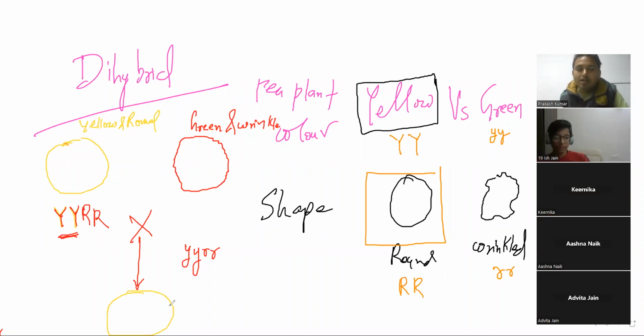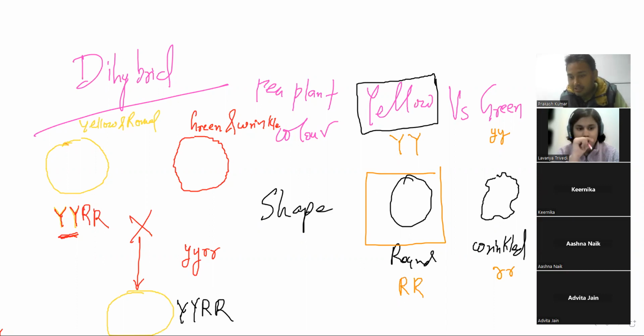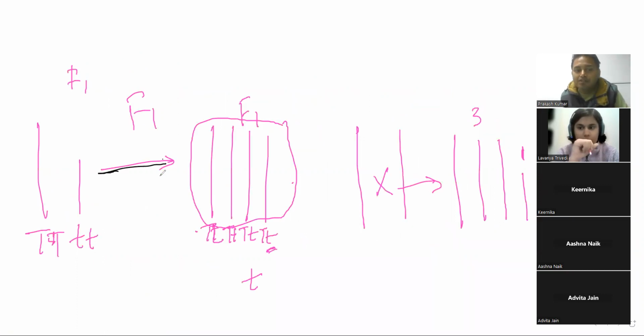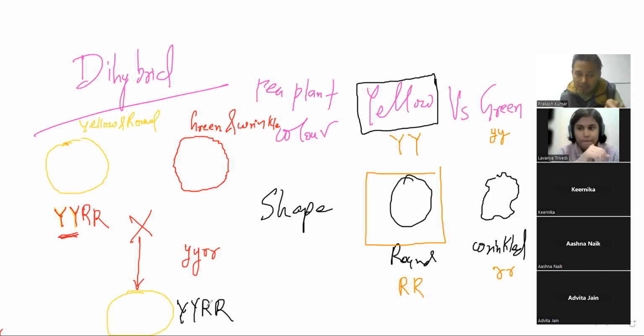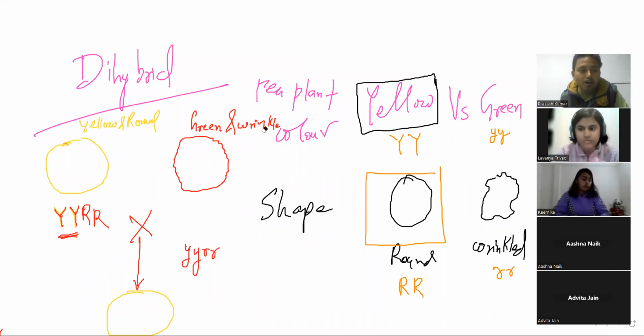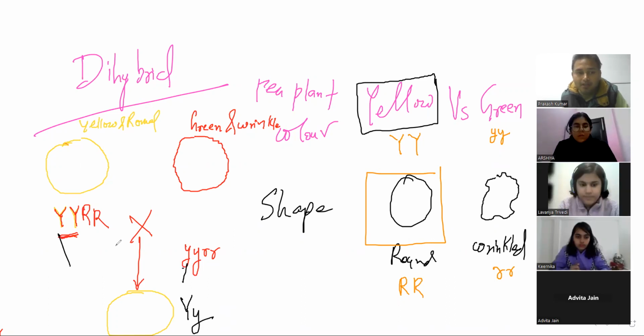Yellow and round. So for yellow and round, you will not write YYRR, right? Why? When you were studying the P plant experiment, what did you get in the F1 generation? Mendel found that it will look yellow and round, but if I talk about the genotype, first I will write for color. For color it is capital Y from here and small y from here. Then capital R from here and small r from here. All of you remember? Yes, sir.